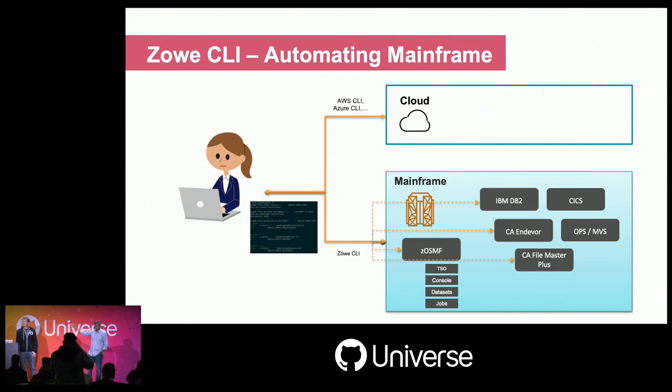This picture pretty much paints the picture, right? It tells the story for you. Today, you can see developers using CLI to interact with AWS, Azure, right? Why can't we have the same thing for mainframe? Why should mainframe be different? So Zowe CLI enables that kind of capability to interact with mainframe.